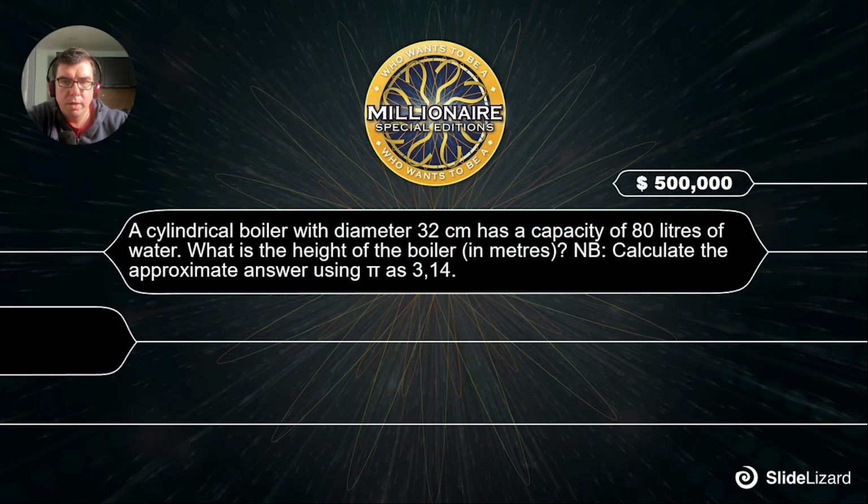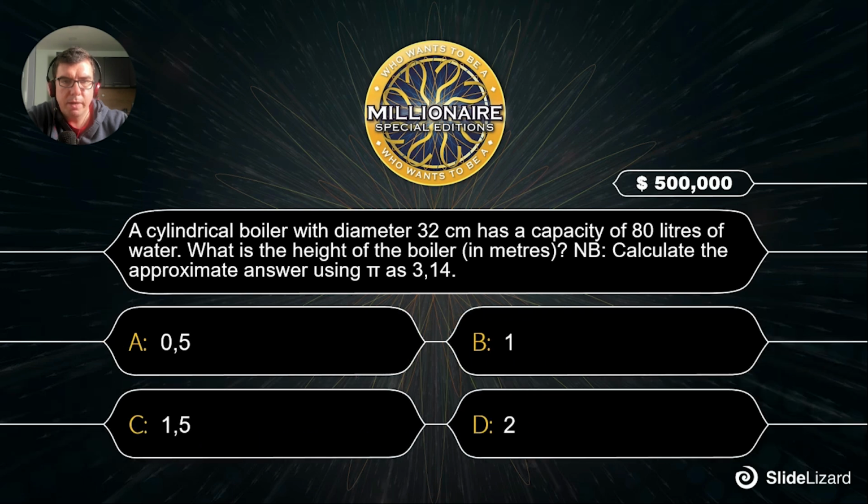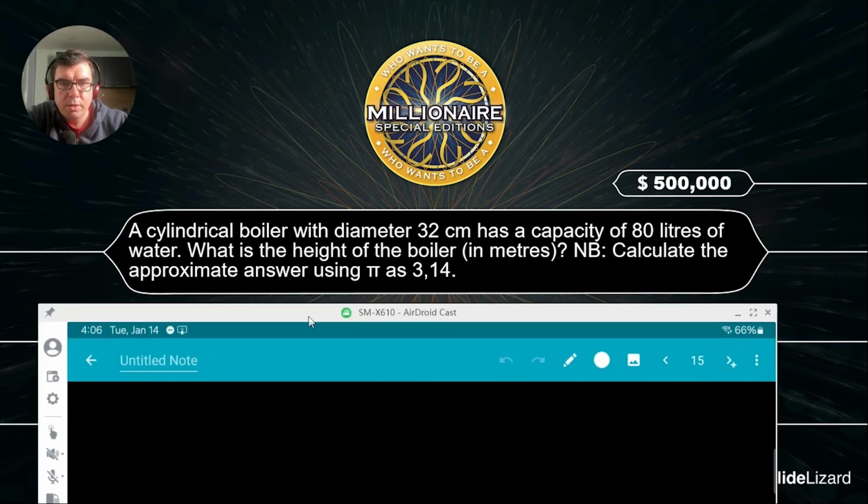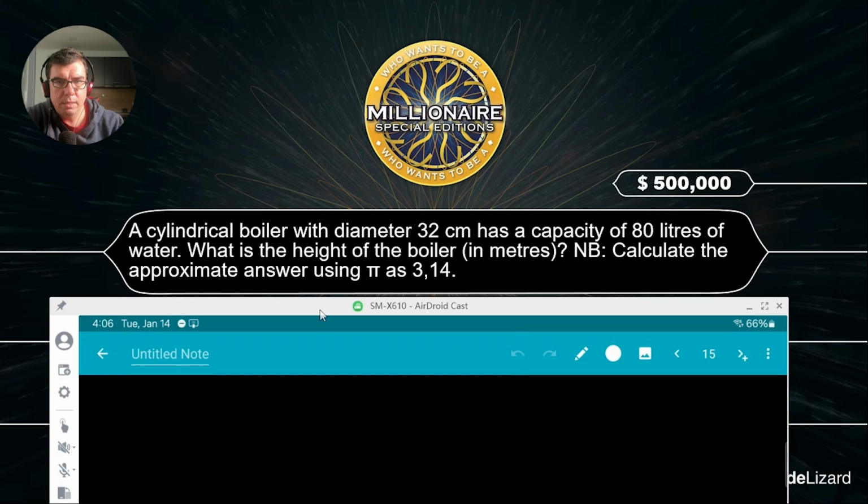A cylindrical boiler with diameter 32 has a capacity of 80 liters of water. What is the height of the boiler in meters? Calculate the approximate answer using pi as 3.14. Did you find B? 1. The cylindrical boiler has diameter 32. That means that the radius is 16 centimeters, but because the volume is in liters, let's convert everything into decimeters, because 80 liters is 80 decimeters cubed.